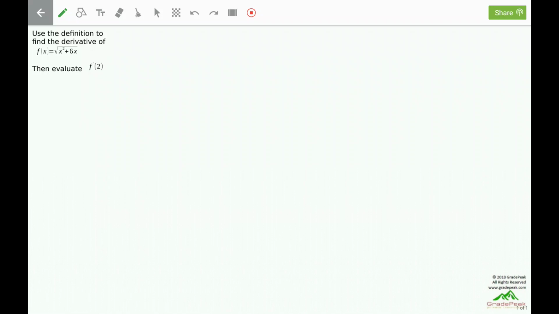Use the definition to find the derivative of f of x equals the square root of x squared plus 6x, then evaluate f prime of 2. First thing to do is write down the definition of the derivative.